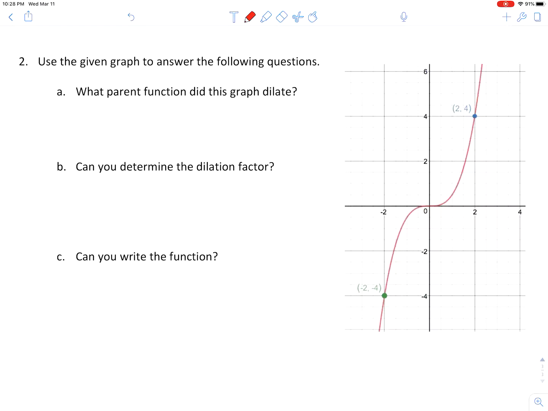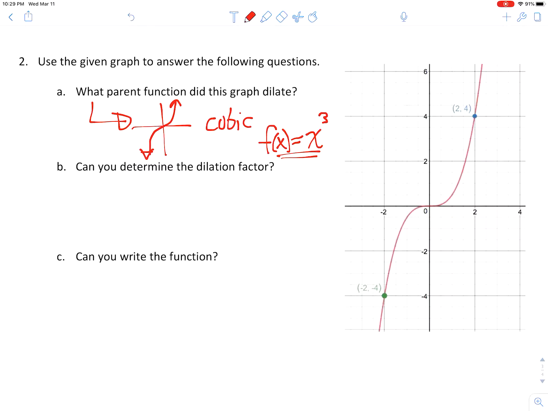Here's what you do. You first analyze it. You want to make sure that you match which parent function it is. You should be pretty good at this one. As we look at it, it's got this shape, that form. That's a cubic. So it's got to have some form of something cubed.